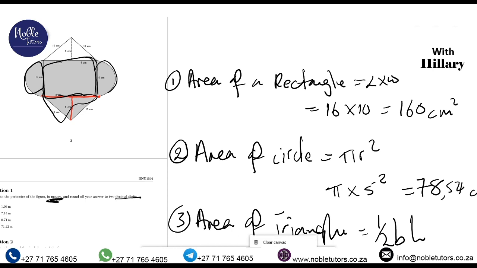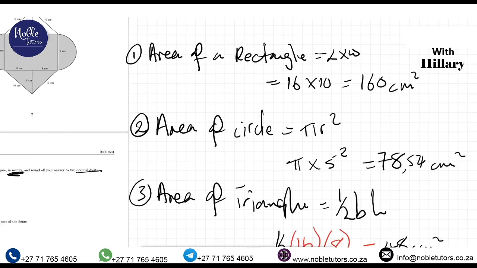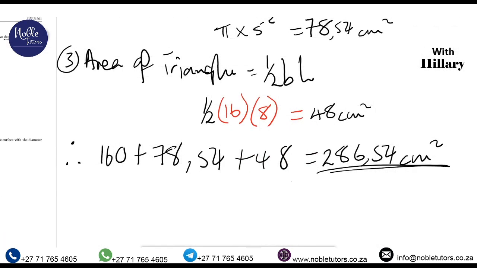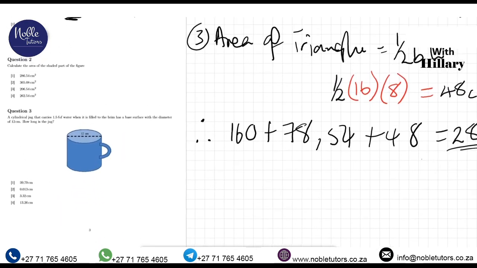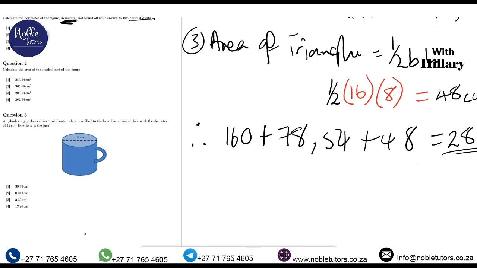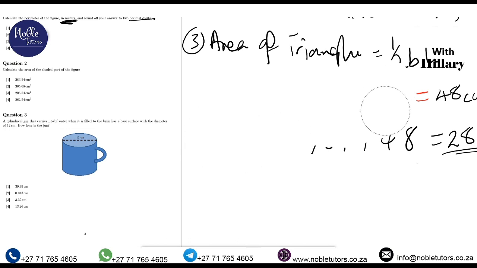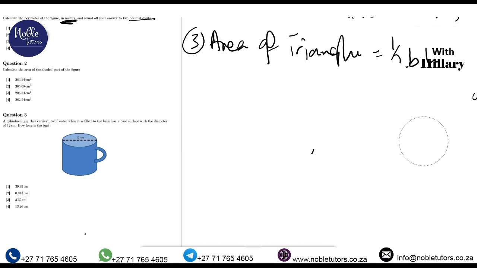In some instances, if one of the shapes is inside another shape, you calculate both shapes' areas and you subtract from each other. Then you will get the area of the shaded part. But basically, that's what we need to remember. Okay. So question number 2. We got our answer, which is 286.54.